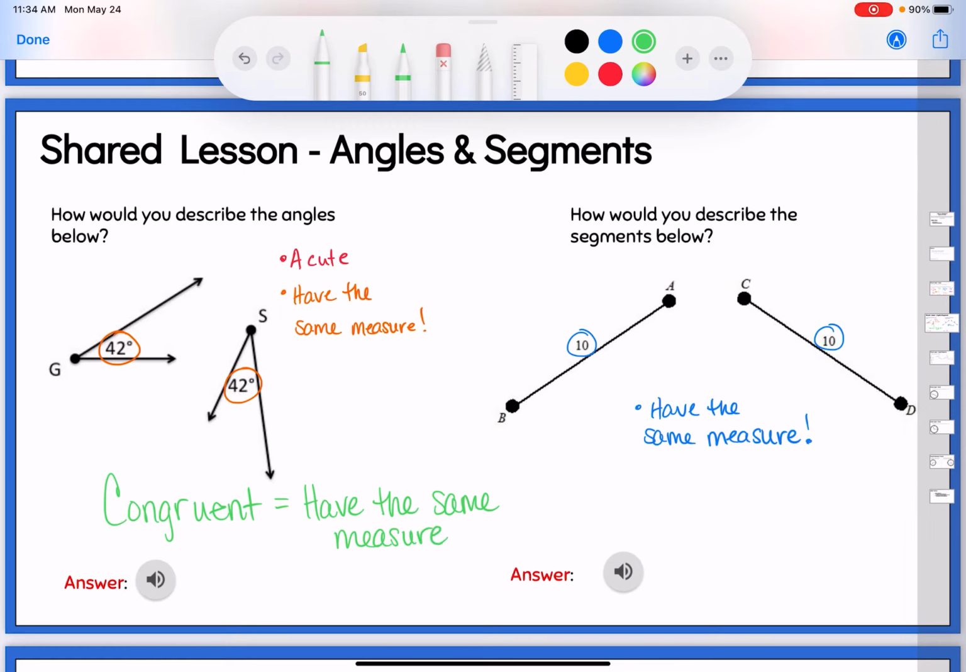But what I want you to do, you could write that, right? And we do have a symbol for congruent. There's a symbol that means congruent, and that symbol looks like this. It's an equal sign with a little squiggly above it. So this is the symbol for congruent. All right, so you probably want to have that written down.